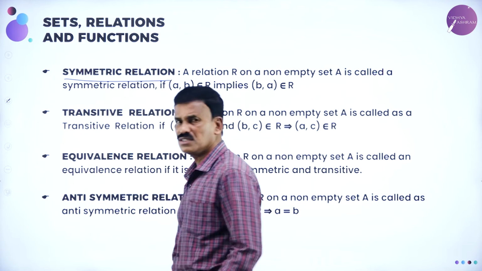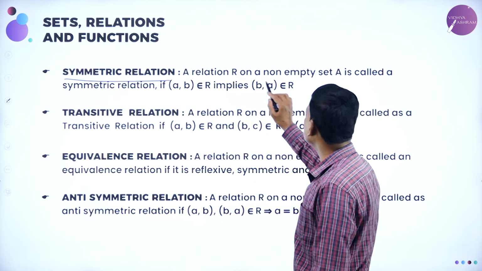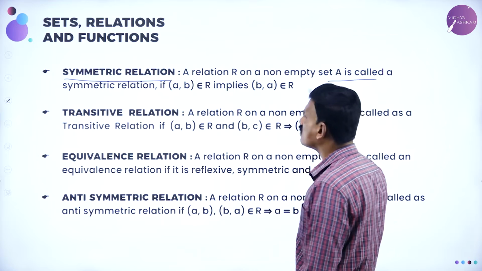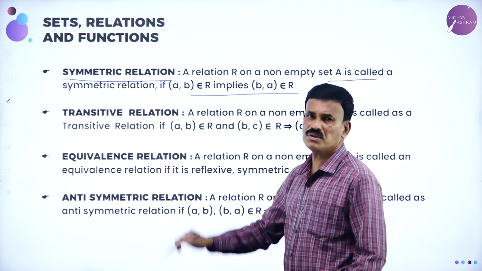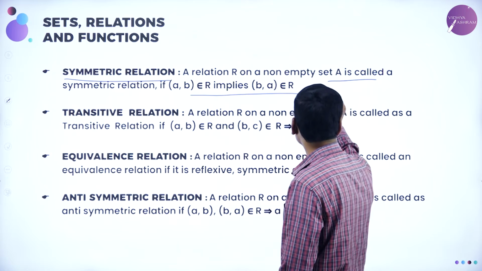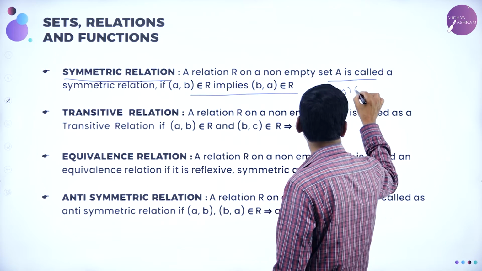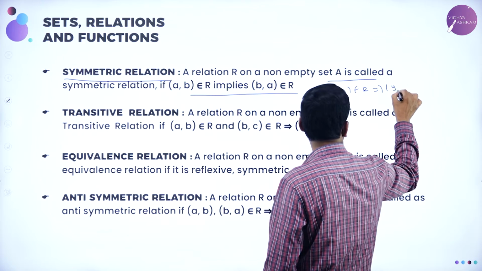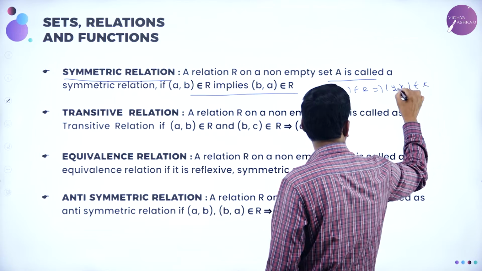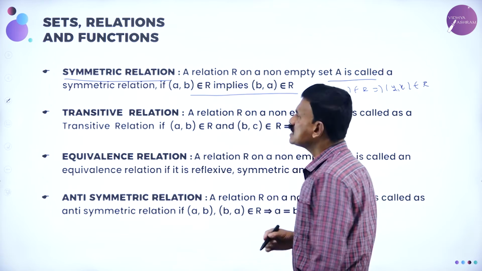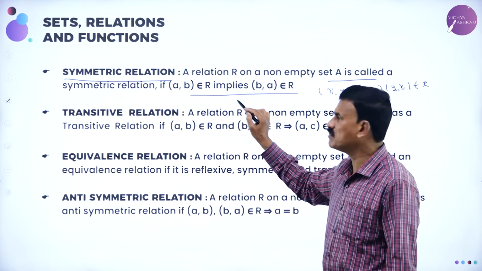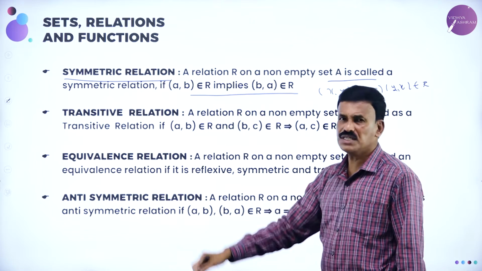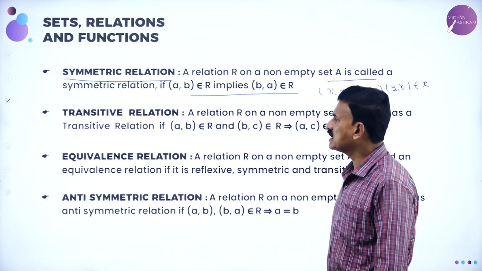A relation R on a non-empty set A is called symmetric if (a, b) belongs to R implies (b, a) also belongs to R. That is, if (x, y) belongs to R implies (y, x) also belongs to R, then it is called a symmetric relation.